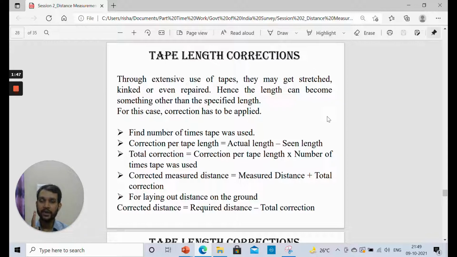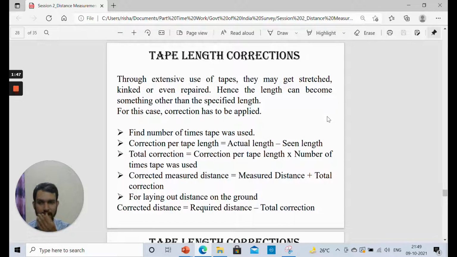So for a 29.9 meter tape, how much distance do you need to lay? This you can find. You can correct it by taking the required distance, suppose 200 meters, and subtracting the total correction from it, to find the actual value of the corrected distance that is to be laid on the ground.